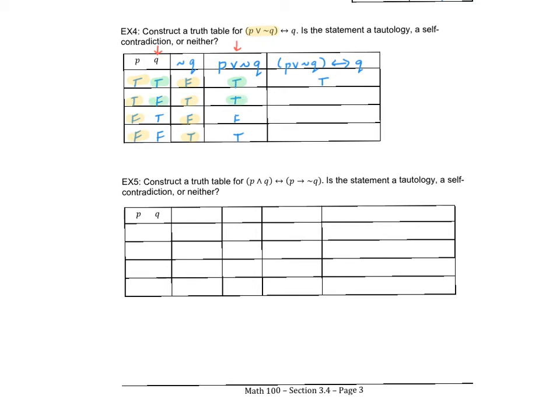False, true does not match. Biconditional is false. True, false does not match. The biconditional is false. False, true does not match. The biconditional is false. We constructed our truth table.